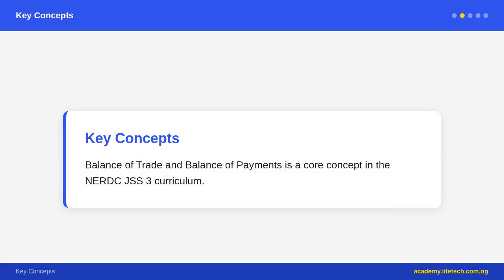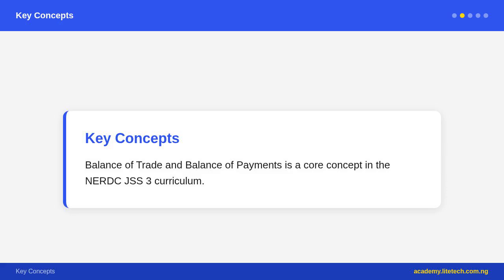Nigeria's balance of trade. Nigeria's main export is crude oil. When oil prices are high, Nigeria tends to have a trade surplus. When oil prices fall or Nigeria imports more refined petroleum products, it can slip into a trade deficit.